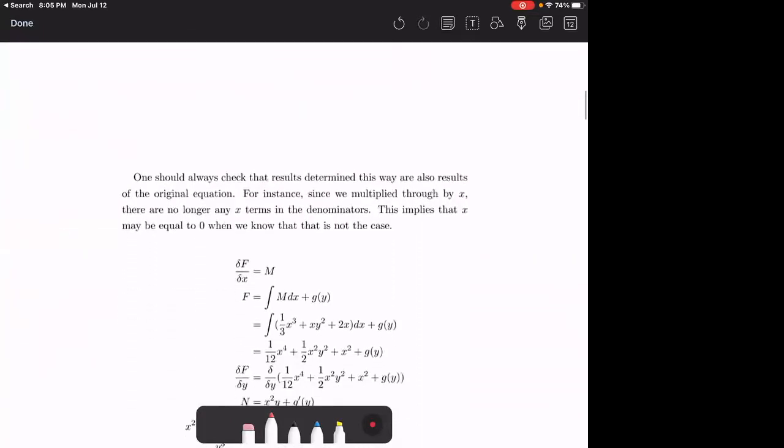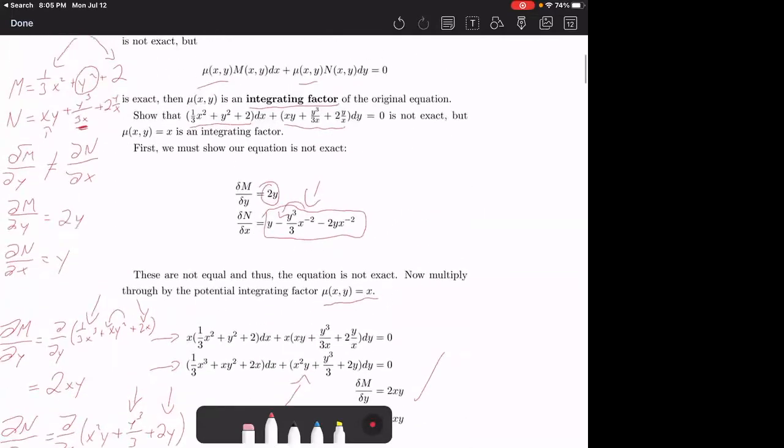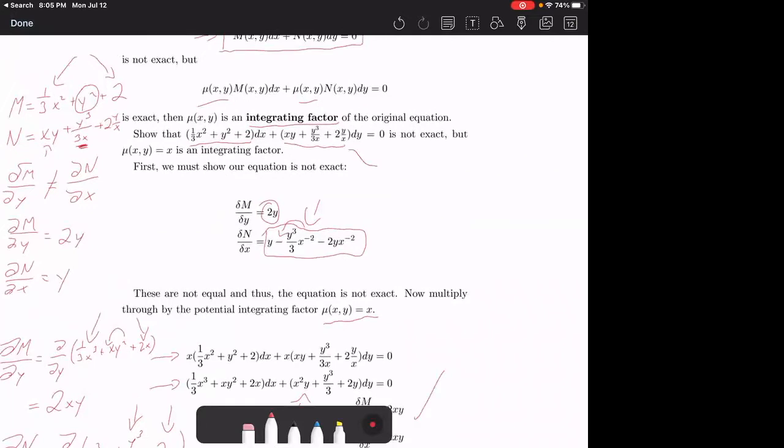Now, here's an important note. One should always check that results determined this way are also results of the original equation. For instance, since our integrating factor was x, we multiplied the equation through by x. There are no longer any x terms in the denominators. So it may appear that x equal to 0 may be a solution, but we know that x equals 0 is not a solution to the original equation because there were these x's in the denominators. The function would never even exist.